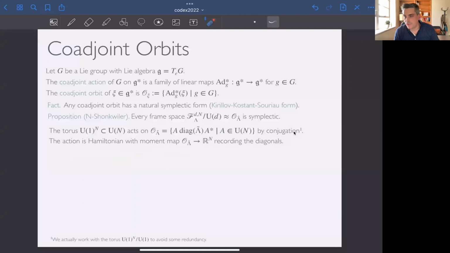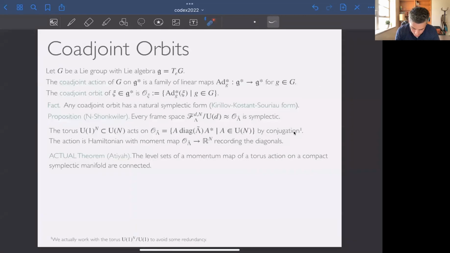If I work out what the differential equation tells me, and really what the conserved quantity of this is, it tells me that the momentum map really is just recording the diagonals of the matrix. So I take a matrix from this coadjoint orbit, and my map is: list off the diagonal entries.